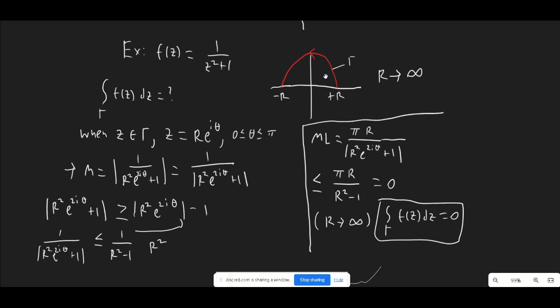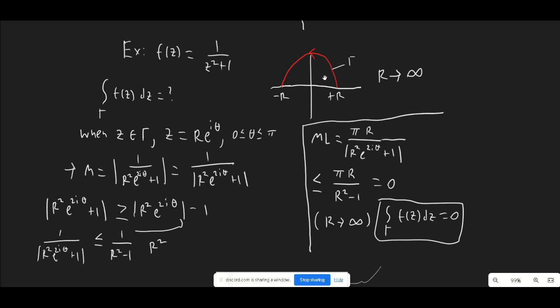So the first thing we're going to do is say that when z is some point on gamma, z can be represented by R times e to the i theta, where 0 is less than or equal to theta is less than or equal to pi. So that just sums up all the possible values of z.